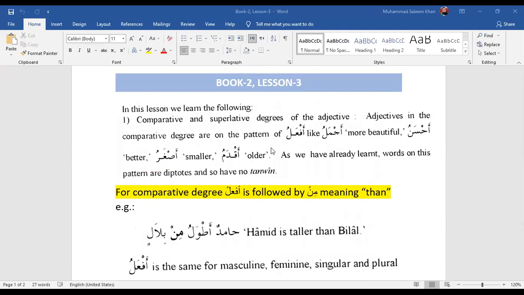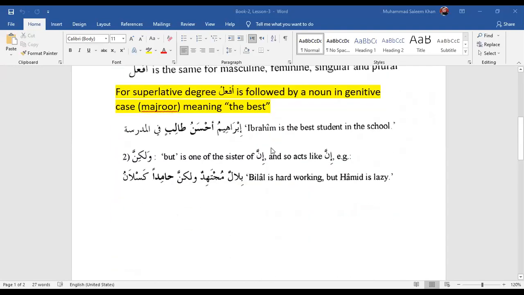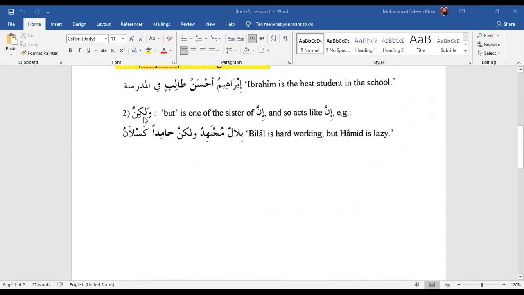So simple, right? Okay, now here is the second sister of inna, which is walakinna, or basically lakinna. Lakinna means "but," is one of the sisters of inna, and so acts like inna as well. So we know that if it's a sister of inna, it will have a different meaning, but the same grammatical function.